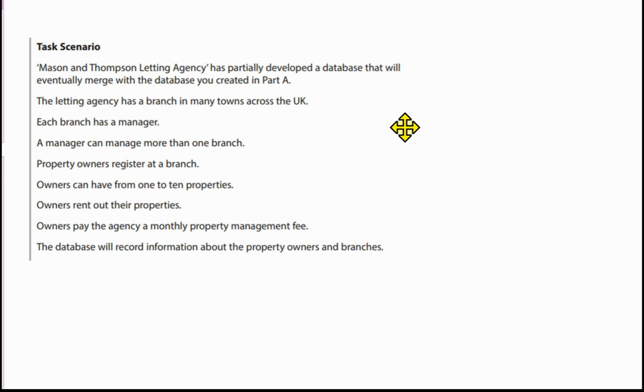Mason & Thompson Letting Agency has partially developed a database that will eventually merge with the database you created in part A. The letting agency has a branch in many towns across the UK. Each branch has a manager. A manager can manage more than one branch. Property owners register at a branch. Owners can have from 1 to 10 properties. Owners rent out their properties. Owners pay the agency a monthly property fee, and the database will record information about property owners and branches.